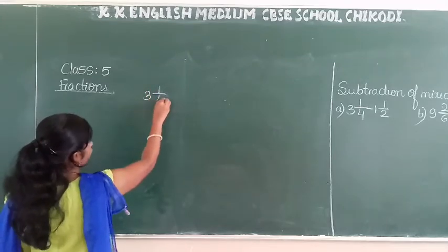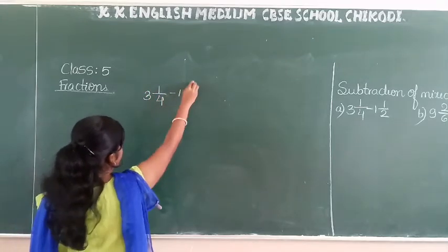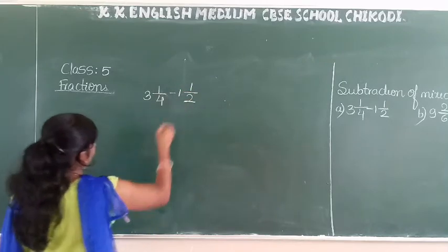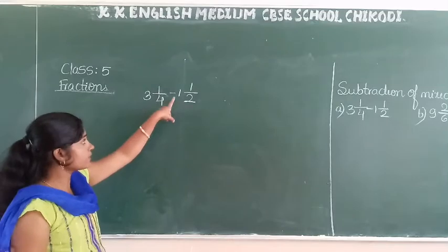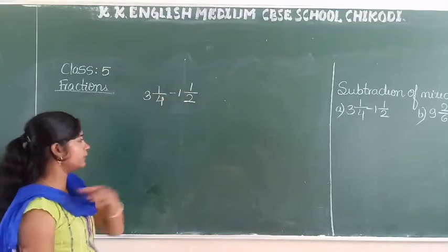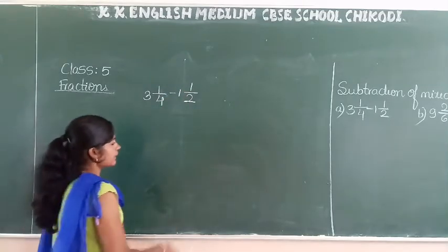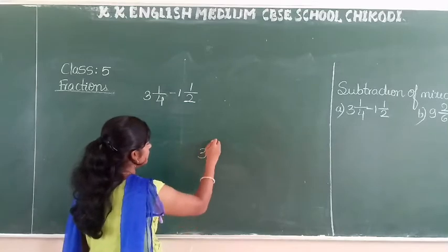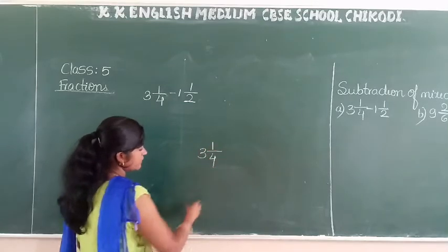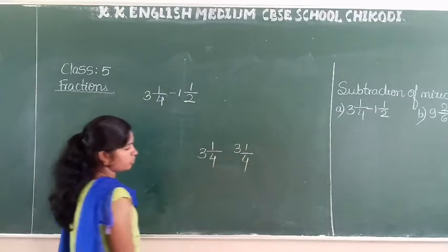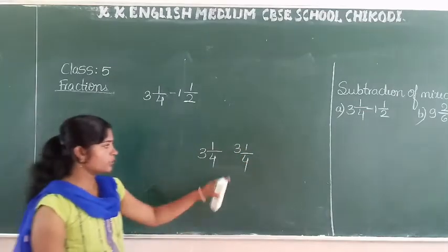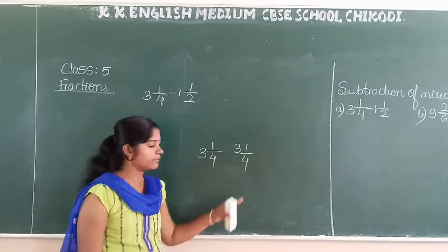3 integer 1 by 4 minus 1 integer 1 by 2. How to read this? 3 integer 1 by 4 minus 1 integer 1 by 2. And most of the students are writing like this. For example, 3 integer 1 by 4 is there. They are writing like this, 3 integer 1 by 4. Okay, how does it look? It looks like 31 by 4.